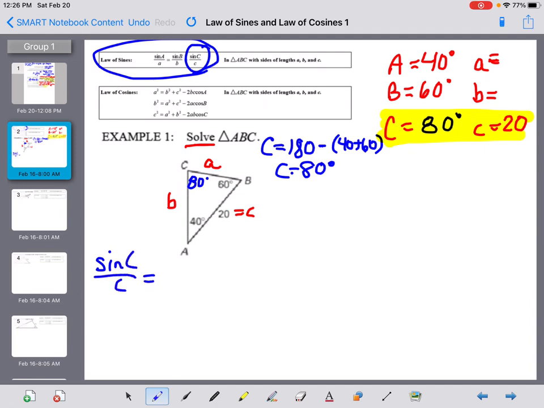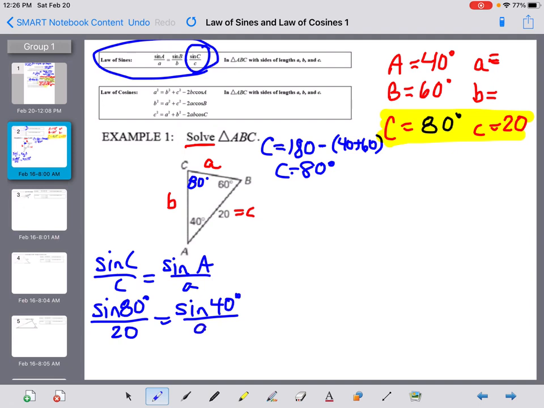So I'm going to start with sine C over C, and now I just need to make a choice. What do I want to solve for? I can solve for A or B next. It doesn't matter. I'm just going to start with A since A comes first, but if you start with B, that's fine. There's my formula I'm going to use. I only use 2 at once. I can't use all 3. And I'm going to start plugging and checking what I know. So I have sine of angle C. Well, angle C is 80 degrees. Side C is 20. Sine of angle A, well, angle A is 40 degrees over side A, which I don't know.